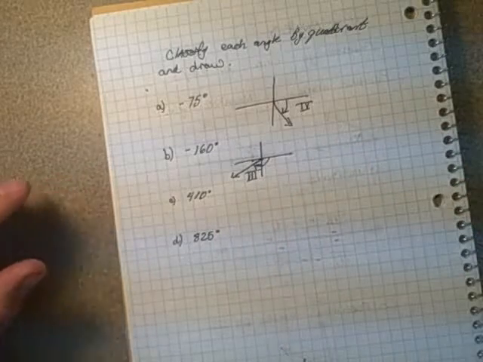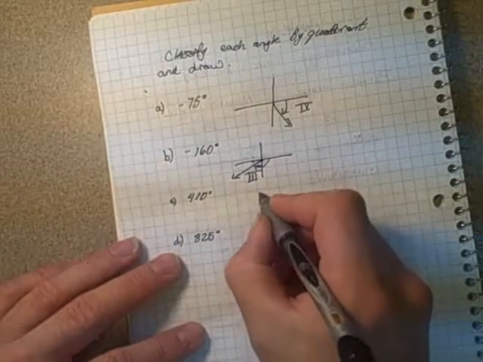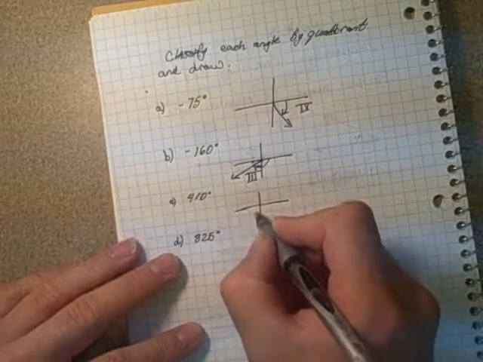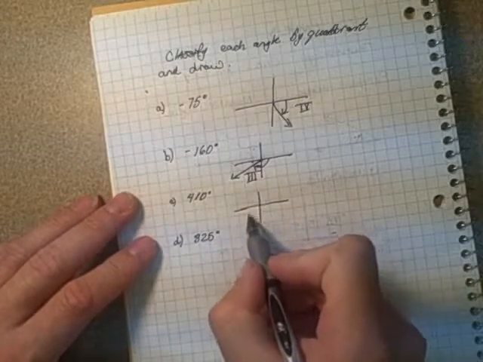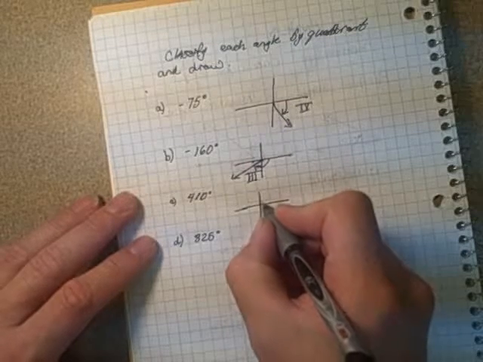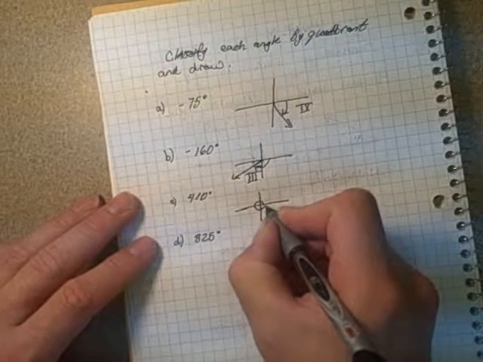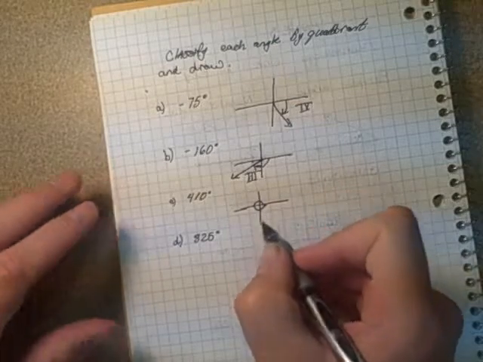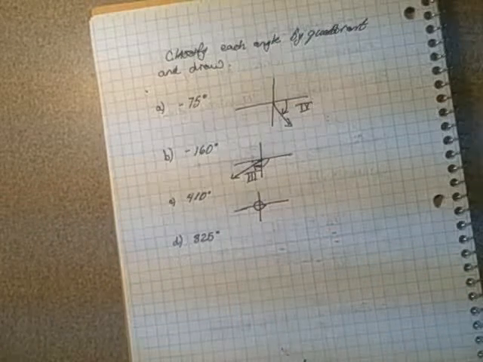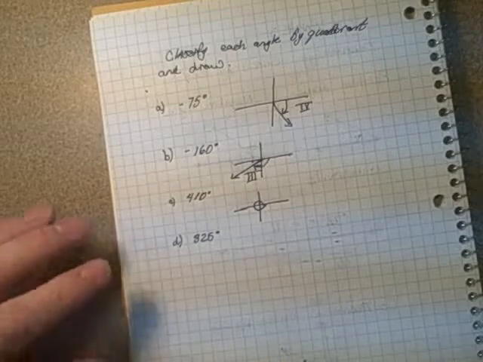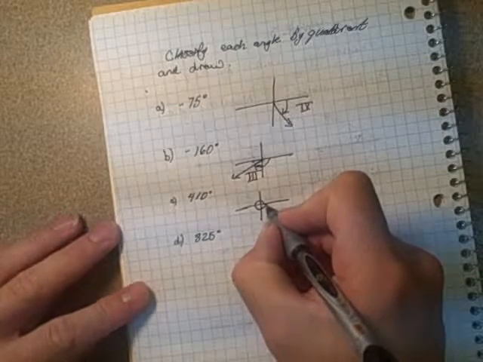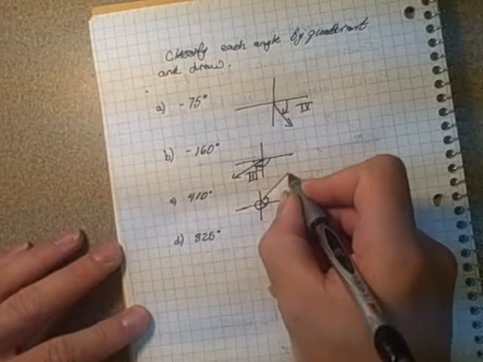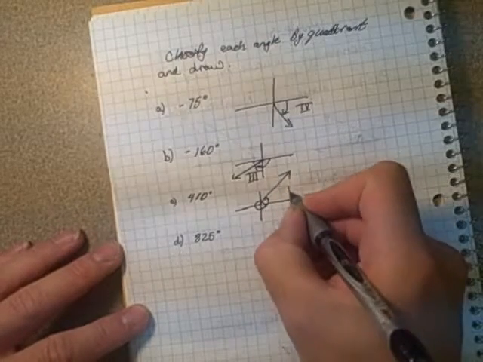Okay, here we have some positive angles. For 410, we'd have to go completely around once, which would give us 360. If we added 90 to 360, we would get 450, which would be too big, so it doesn't quite get there. It goes only about that far. So that's our 410, and that's in the first quadrant.